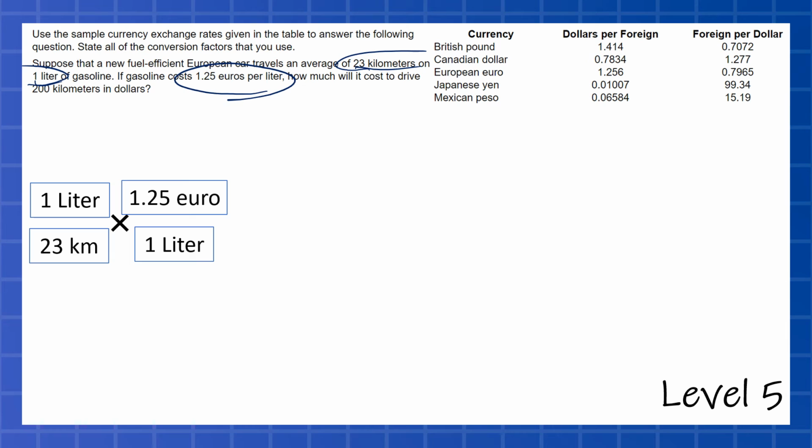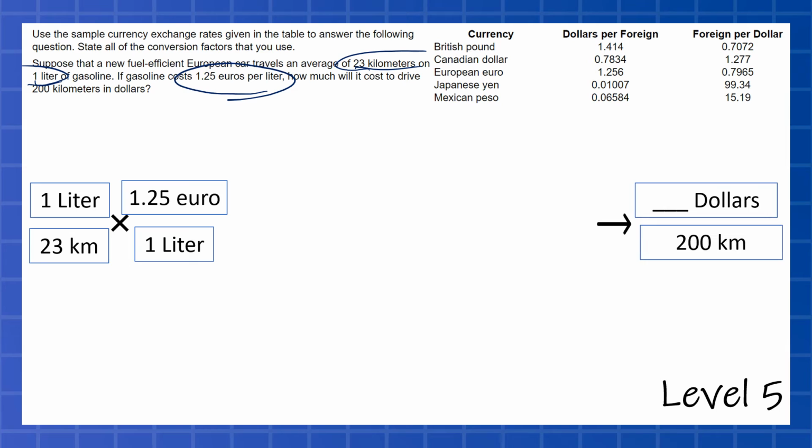And when we have two facts like that, we're just going to treat them just like we would conversion factors. What we're trying to turn it into is dollars per 200 kilometers, okay? How many dollars would it take to go 200 kilometers? So let's see how we would go from liters and euros. Now, the nice thing is, I put liters on the bottom just so it cancels out, because I don't want liters in my answer. But if I just take that, I would end up with euros and kilometers.